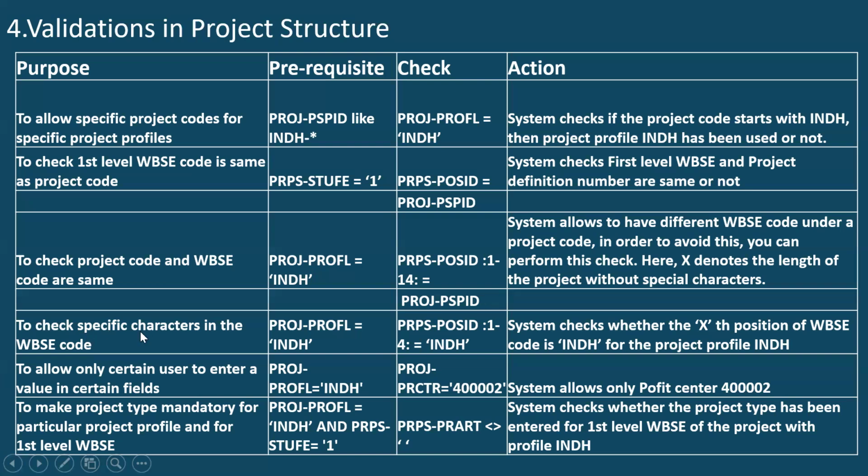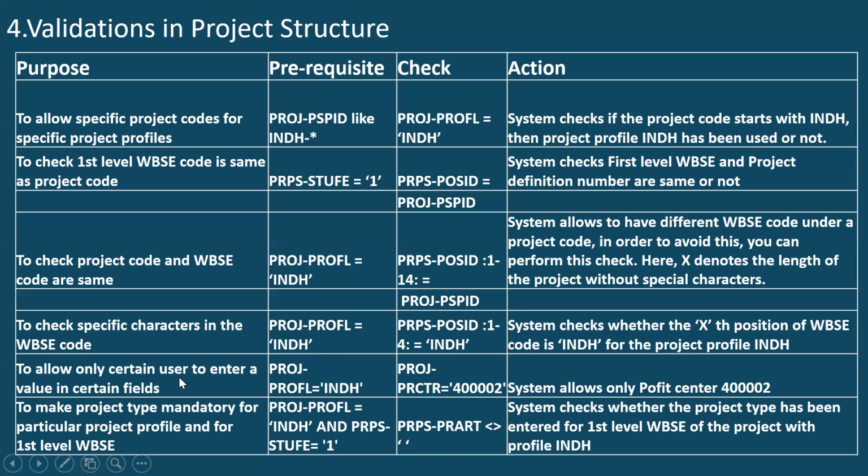Okay, to check specific characters in the WBS code, for example, I want to check that the first 4 characters of the WBS element are INDH only. So if I am selecting this project profile, the first 1 to 4 characters must and should be INDH only. For example, if the user is trying to enter ITDH, the system should not allow it. That is our another validation.